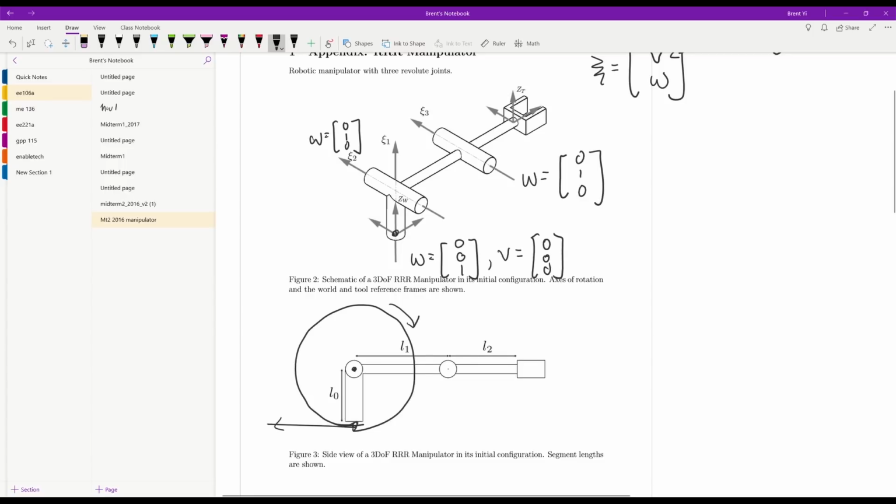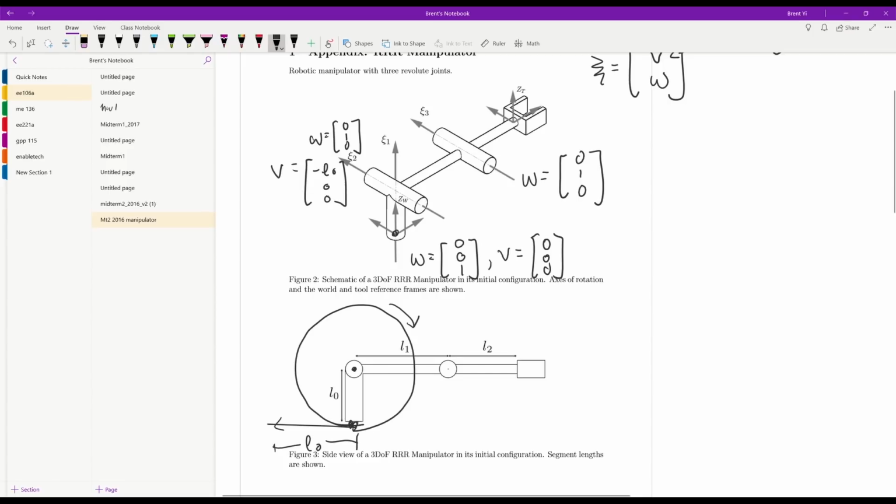And this vector right here represents the linear component of our twist. So we have this length is equal to the radius, which is L0. And so V for twist 2 is in the negative x direction. We get negative L0, 0, 0.